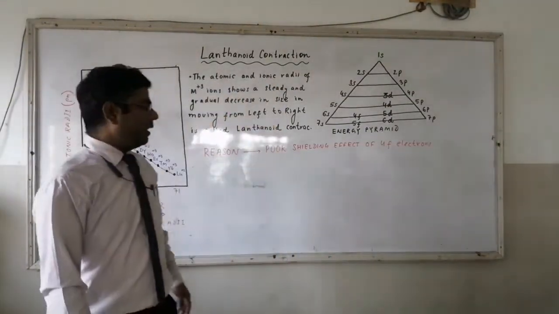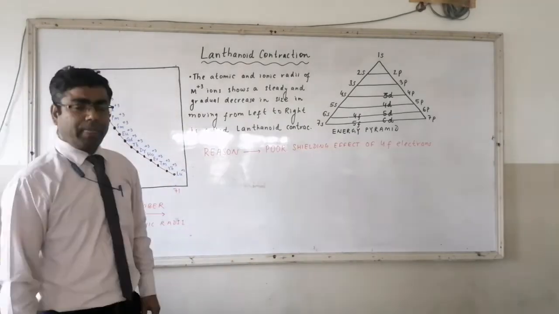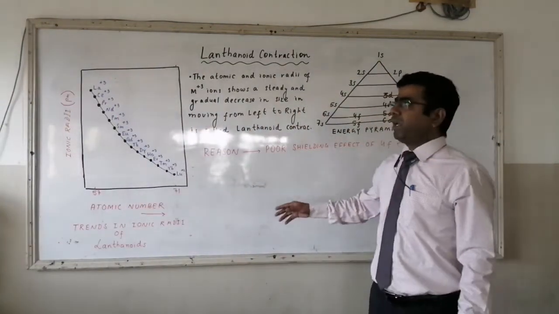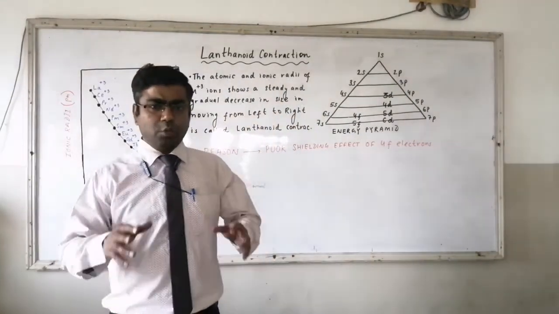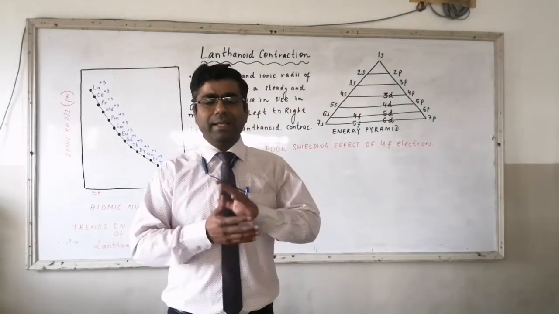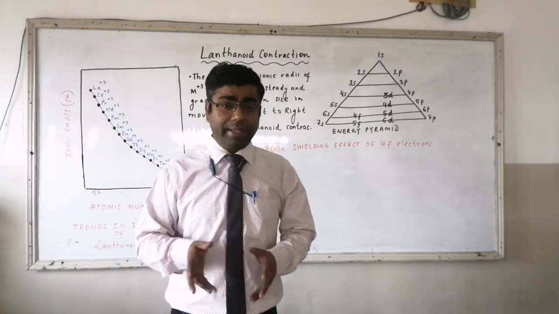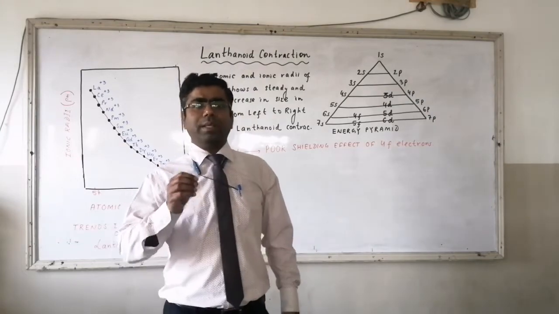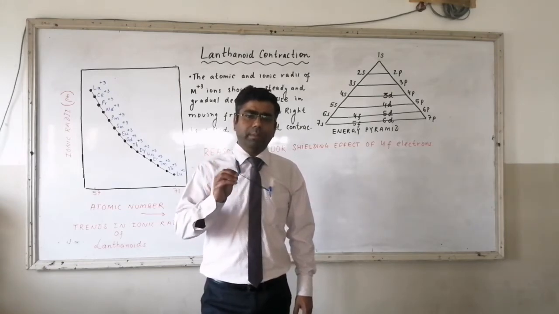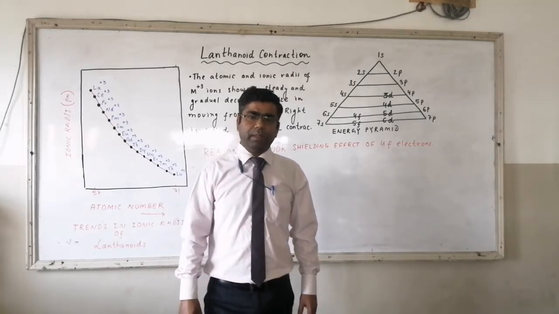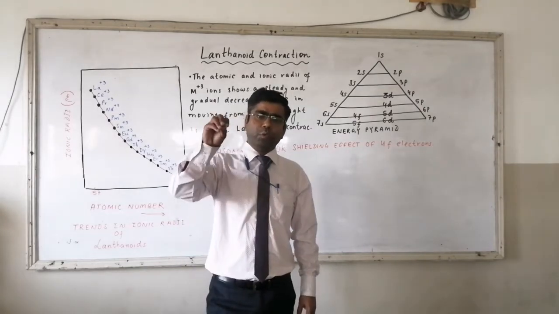The first member of lanthanoids is cerium, having atomic number 58. And the last member of 4f series is lutetium, having atomic number 71. It means a total of 14 elements are there. Which elements belong to 4f series? It's very simple. If the incoming electron, or the last electron, makes entry in the 4f subshell, then the element belongs to 4f. It means electron number 58, that is the incoming electron, will move to the 4f subshell.